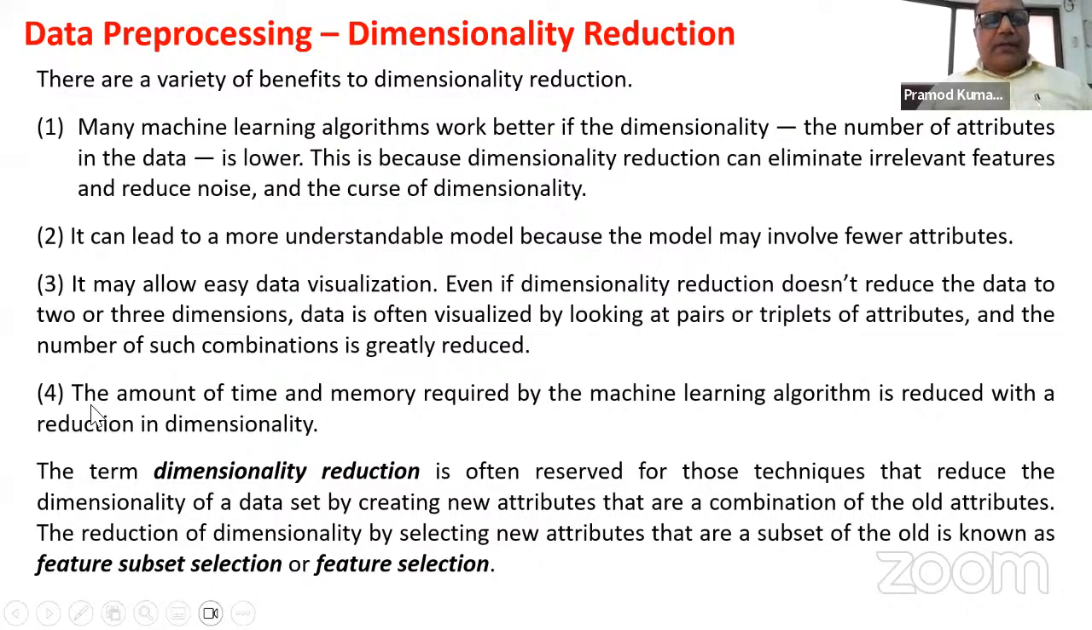The fourth one is that the amount of time and memory required by the machine learning algorithm is reduced with the reduction in dimensionality. This simply tells us that if we have a lesser number of features, the time we take to compute and the memory we require to store the data, that is, the space complexity and the time complexity of the algorithm, will be lower in comparison to the earlier one. So we see that if we go for dimensionality reduction, then a lot of benefits are there. So definitely we have a point that we should go for dimensionality reduction.